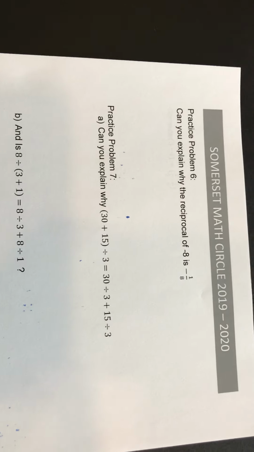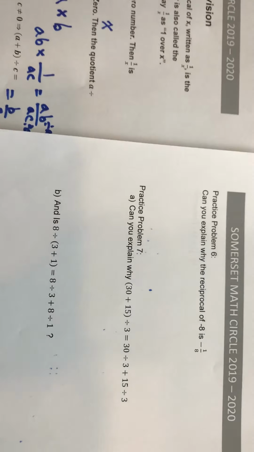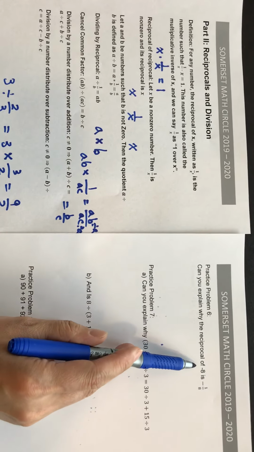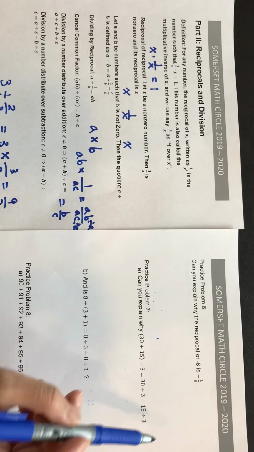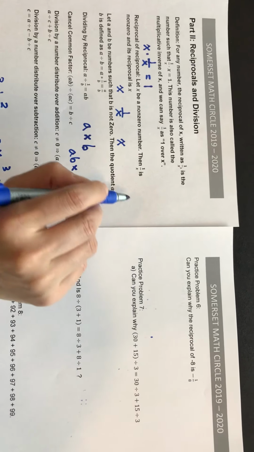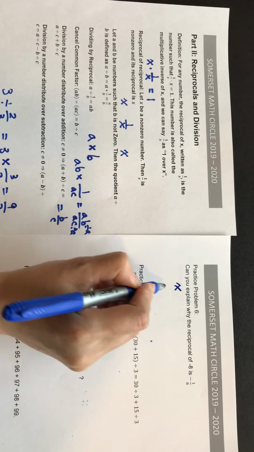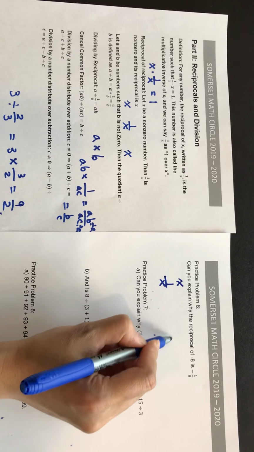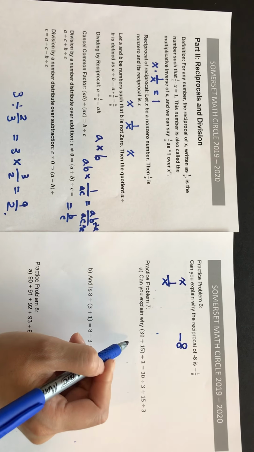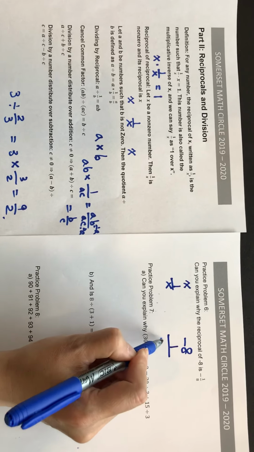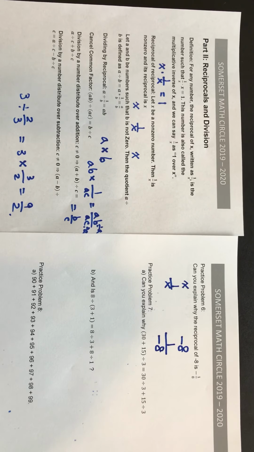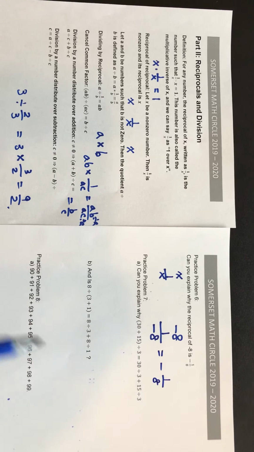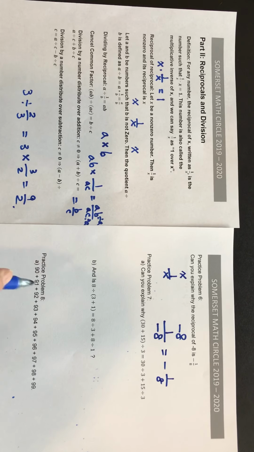Let's look at some of the practice problems. Practice problem 6. Can you explain why the reciprocal of -8 is -1 over 8? In this case, by the definition of reciprocal, for any number x, the reciprocal is 1 over x. Here the number is -8. The reciprocal is 1 over -8. The negative sign you can take out, so that it would be -1 over 8.